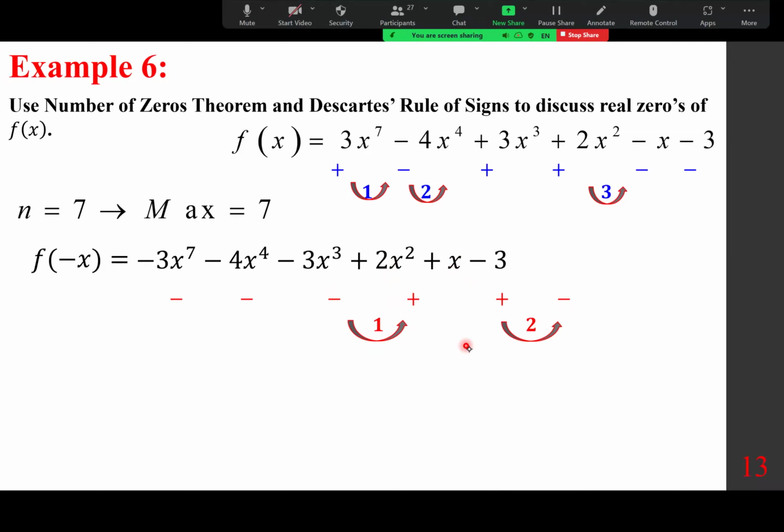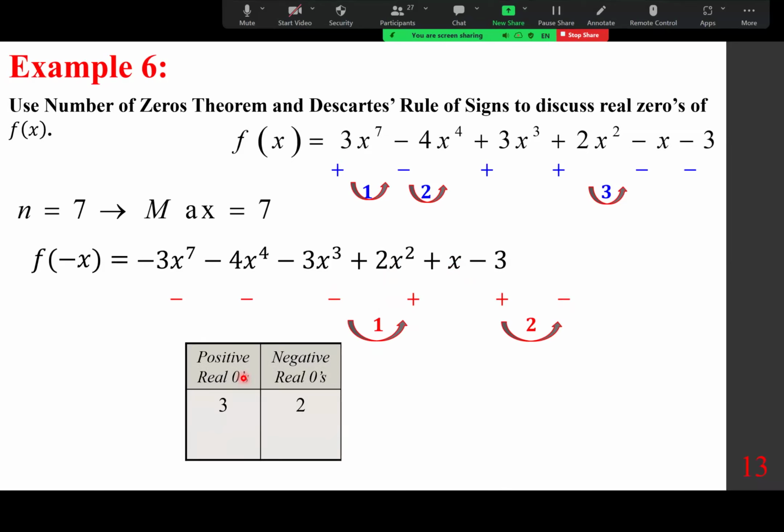What does it mean? So positive real zeros, we have 3. Negative real zeros, we have how many? 2. If we go down by 2, this may go down by 2 and become 1. This may go down by 2 and become 0. However, we said the maximum number of zeros is 7.